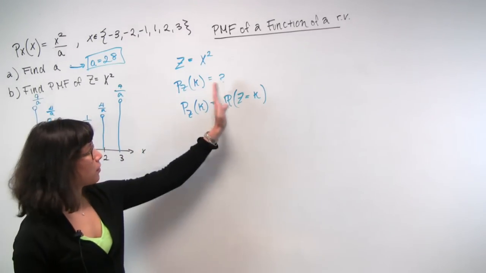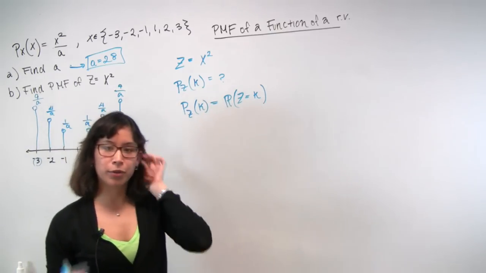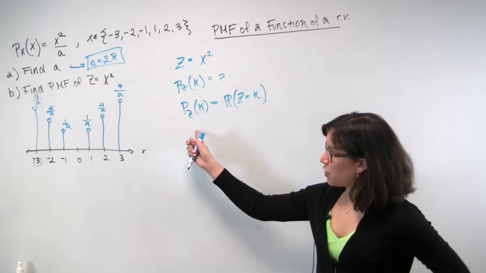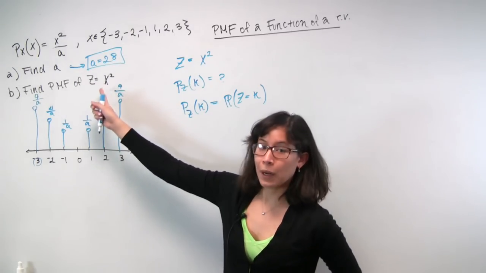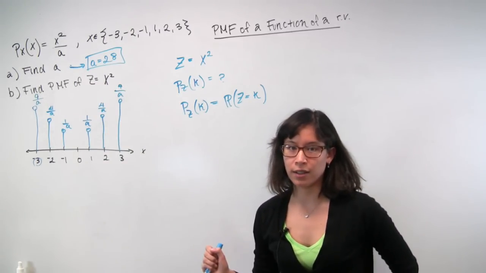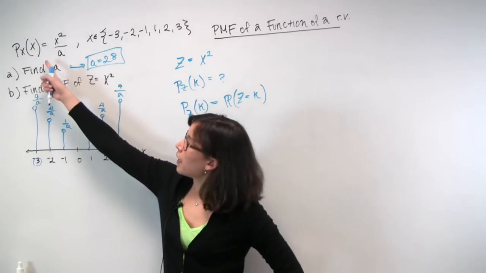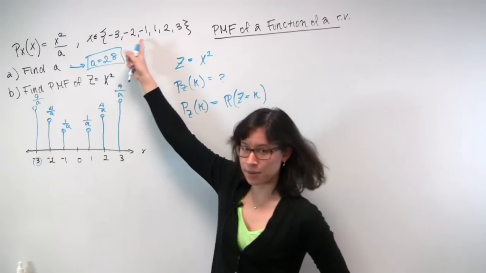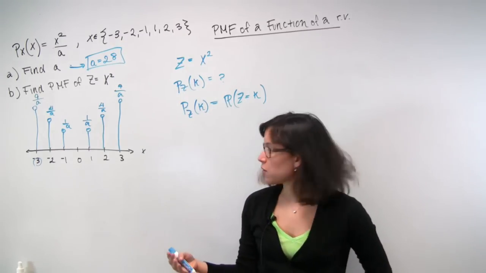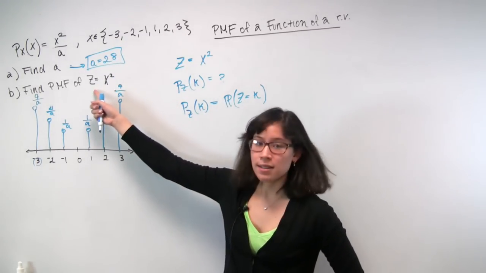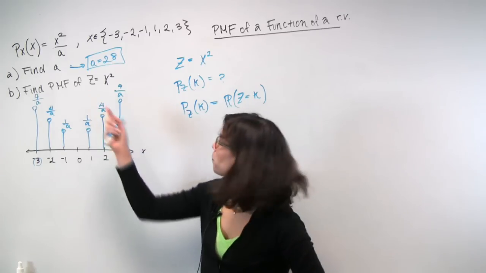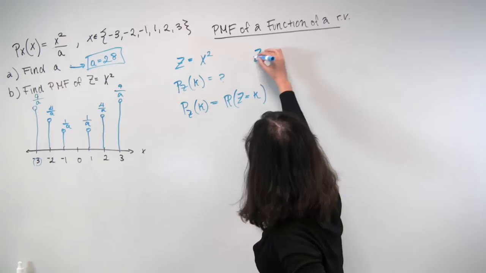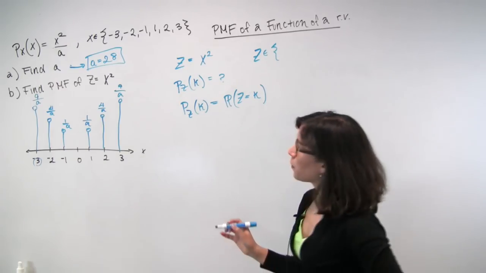You could progress from here and do this algebraically, but I would prefer to look at this problem pictorially. The first step that I suggest we take is to figure out what the possible values are that Z could take on. For our PMF of X, we were told that X can take on values in this set. So I think a good place to start is figuring out the set of values that Z can take on. So let's think about this a little bit. Z takes on values in what set?